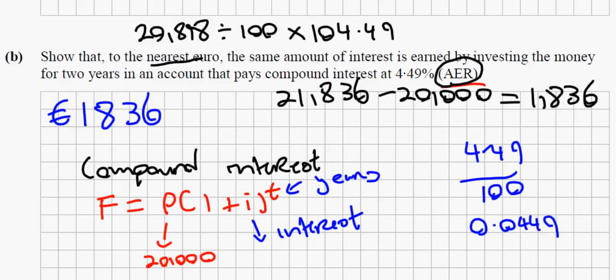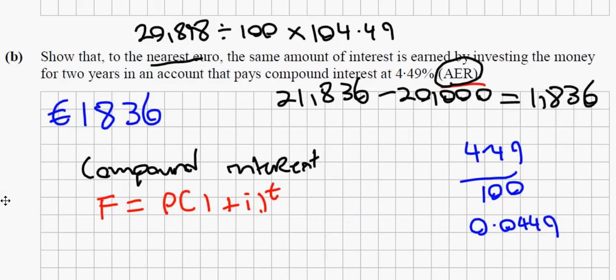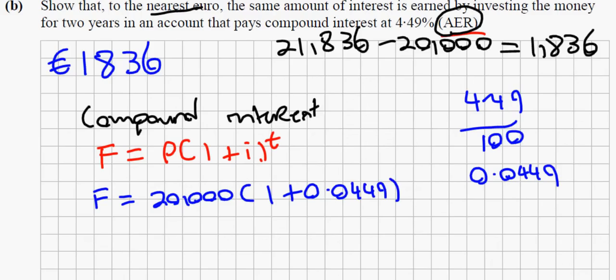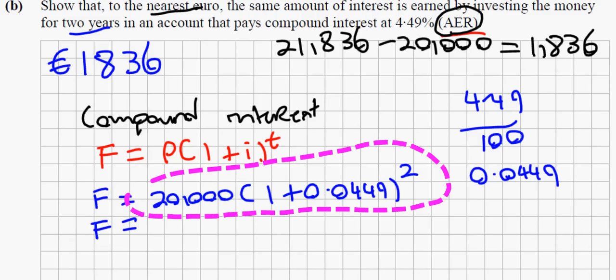Then, after changing it into decimals, we can now put it into the formula, where the principal is going to be 20,000, I is going to be 0.0449, and T is going to be 2 years. So put that into your calculator, exactly as it looks in the purple bubble there, and we'll also get 21,836.32.